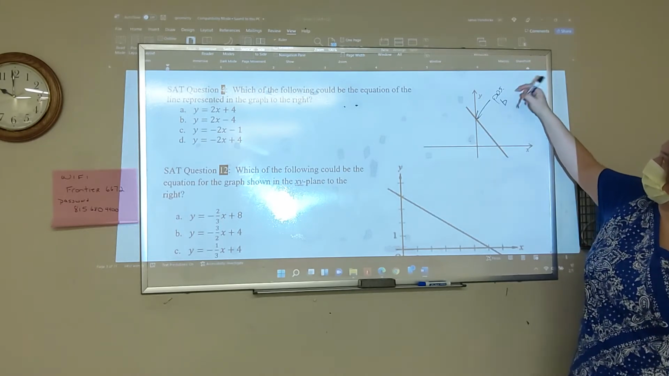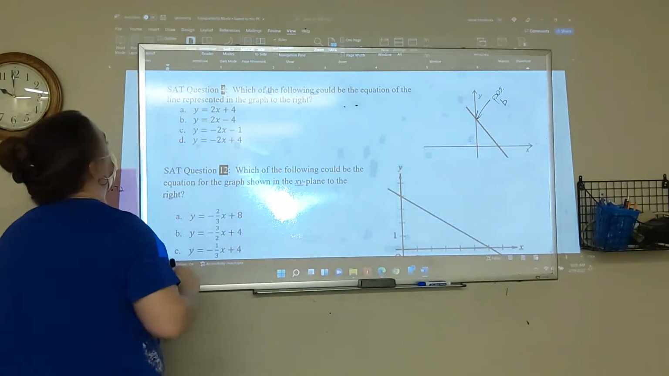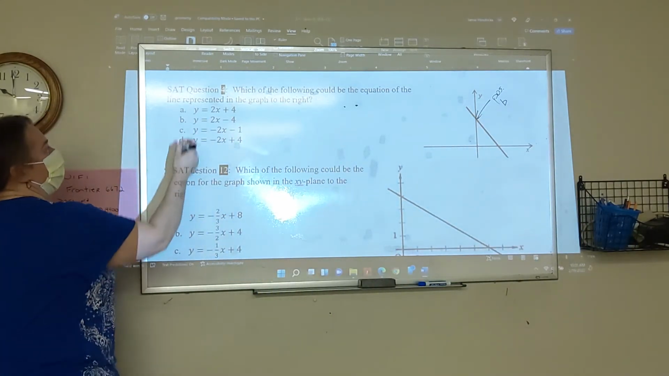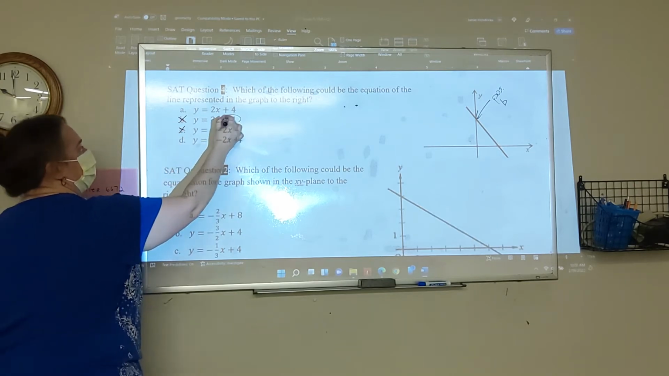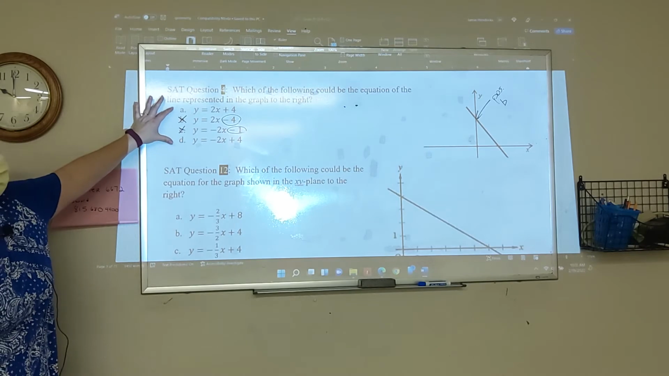So that means our b is going to be positive. So if we go over to our answers over here, our b's are going to be positive. I can get rid of b and c because those guys right here are negative. So it's either a or d.